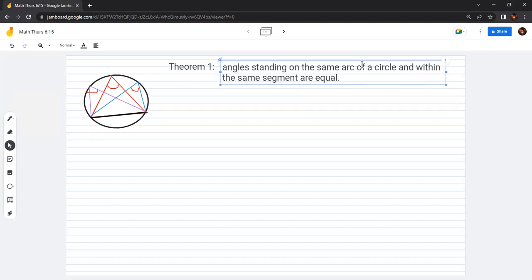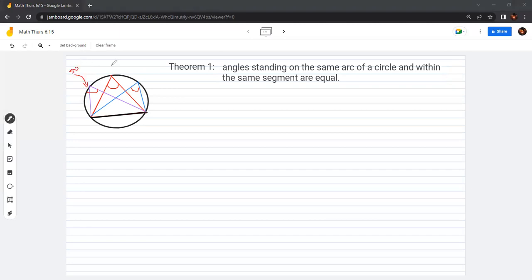All right, so what this means is that, let's say this is 50 degrees. It means that this angle here will also be 50 degrees, and this angle here will also be 50 degrees. Once they are sitting on the same chord or standing on the same arc of the circle and within the same segment, they are equal.